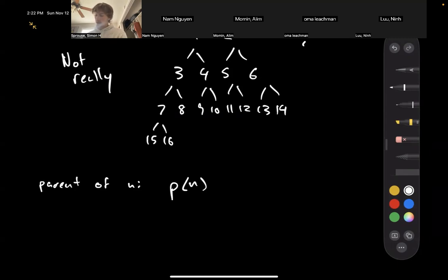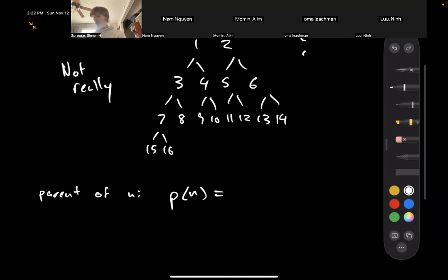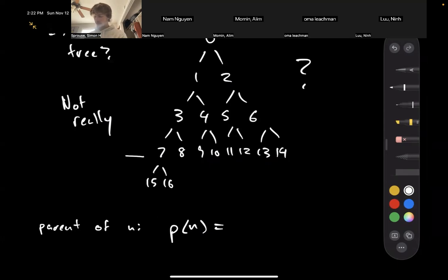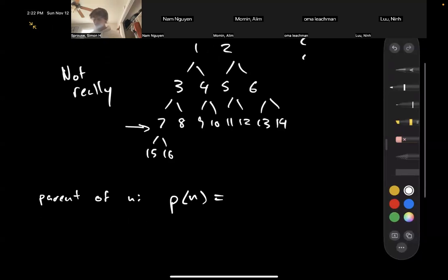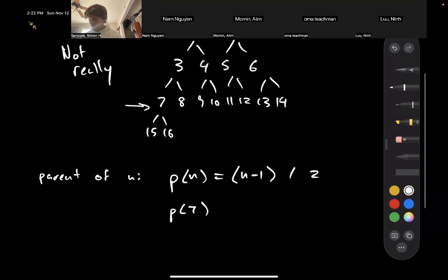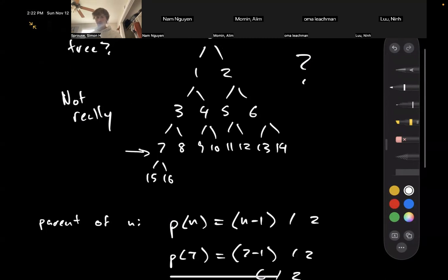We can find the parent of that node, so parent of n, and I'm going to write an equation here. First intuitively, imagine we're looking at 7, right? Is there some kind of mathematical relationship between 7 and 3? Well, in this data structure, there seems to be, right? 7 minus 1 divided by 2. So let's try that. Imagine we say the parent of n is going to be n minus 1 divided by 2. Well, in this case, the parent of 7 is going to be 7 minus 1 divided by 2, 6 divided by 2, which is 3. And that seems to check out so far.